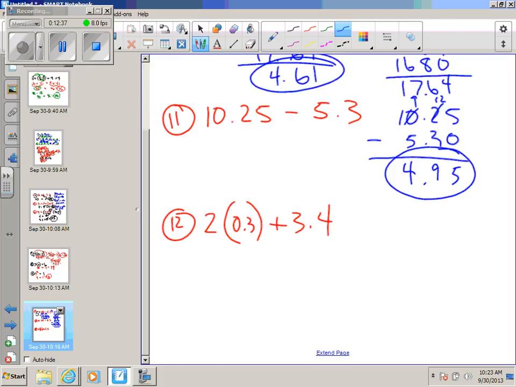And then, with multiplication and addition, I'm going to multiply first. What is 2 times 3? 6, which the decimal is 0.6. So 3.4 plus the 6, 10, 4, 4. Okay? Not bad, right?